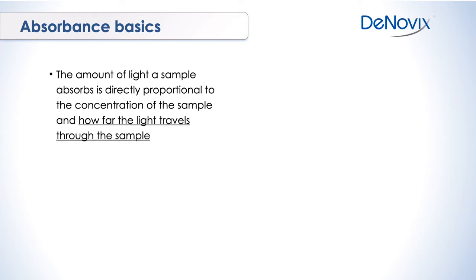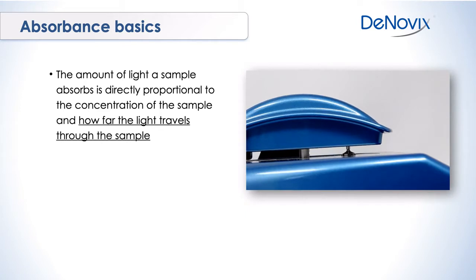So the basics of absorbance, which we'll talk about as a comparison to the fluorescence assays that we'll come on to talk about later. The amount of light going through a sample is absorbed in direct proportionality to the concentration of the sample that we put onto the instrument and how far the light from the instrument travels through the sample. So we've got a little video here and you'll see that we have a sample on here.